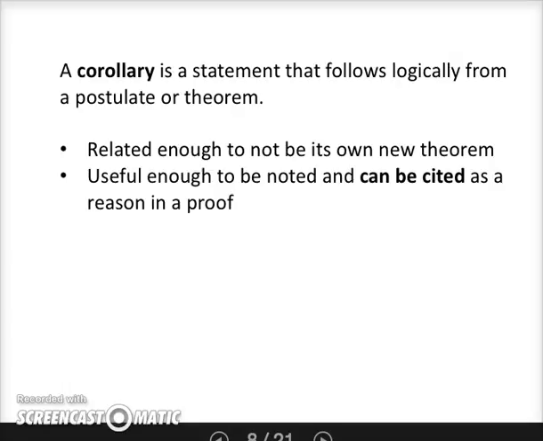Okay, here's a new word for you, a corollary. A corollary is a statement that follows logically from a postulate or theorem. It's related enough to the original postulate or theorem not to be its own new theorem with its own new name, but it's useful enough to be noted and can be cited as a reason in a proof. In other words, it's not just some random fact that can be deduced from a theorem. It's actually quite a useful fact that can be deduced from the theorem.